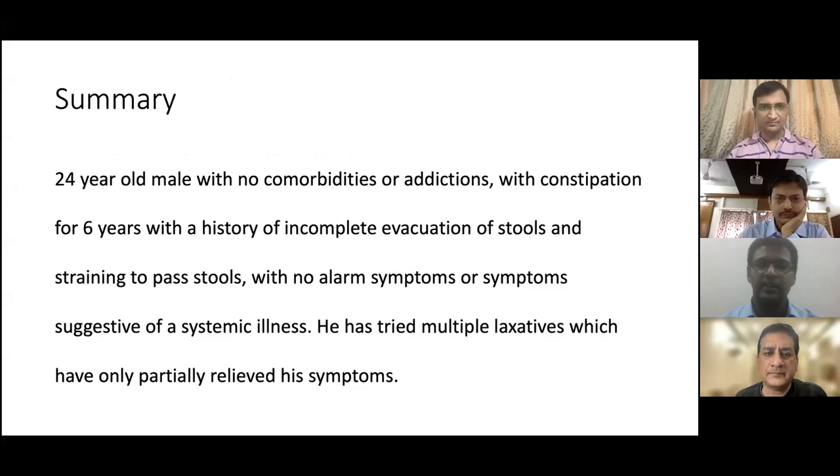So, summarizing the history, this is a 24-year-old male with no comorbidities or addictions, with constipation for 6 years, with a history of incomplete evacuation of stools and straining to pass stools, with no alarm symptoms or symptoms suggestive of systemic illness. He has tried multiple laxatives, with which he has had only a partial relief of symptoms.